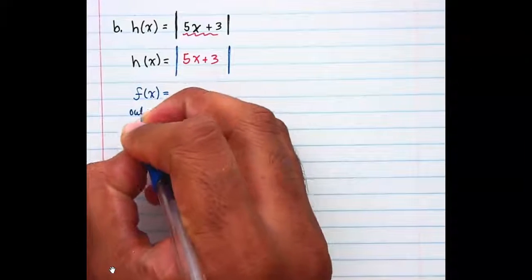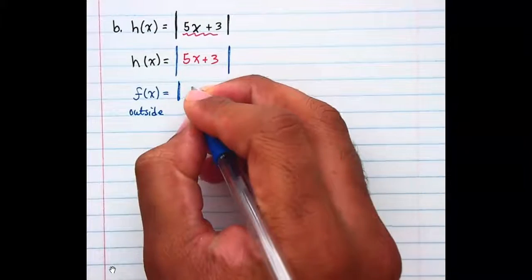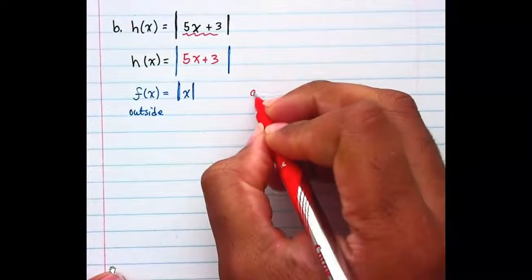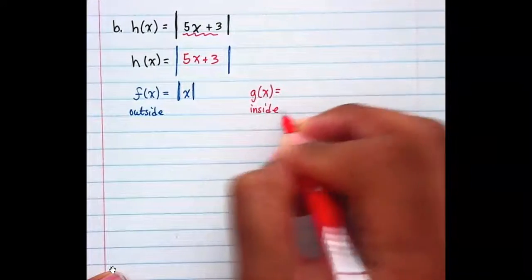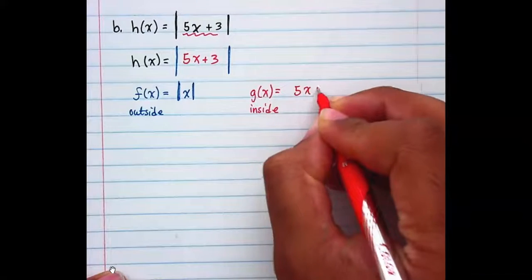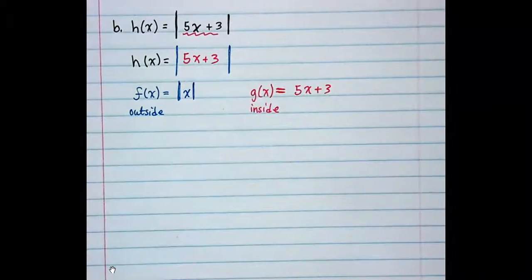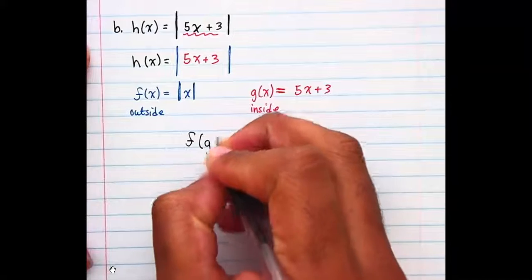All right, so when it comes to this part, our f of x, again, is our outside. We have the absolute value bars, and we have to have x in it, so we put x right there. That's your outside part. So your inside, the g of x, is the 5x plus 3. So outside is absolute value. The inside is 5x plus 3. And again, remember the outside one's going to always be more simple than the inside. All right, so just check it really quickly again to make sure that we have it.